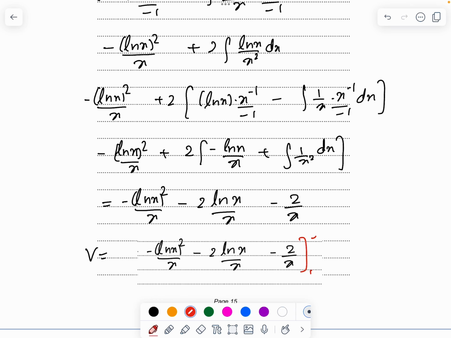Limits from 1 to e. Simplify that, directly you will be writing 2 pi minus 5 pi by e.